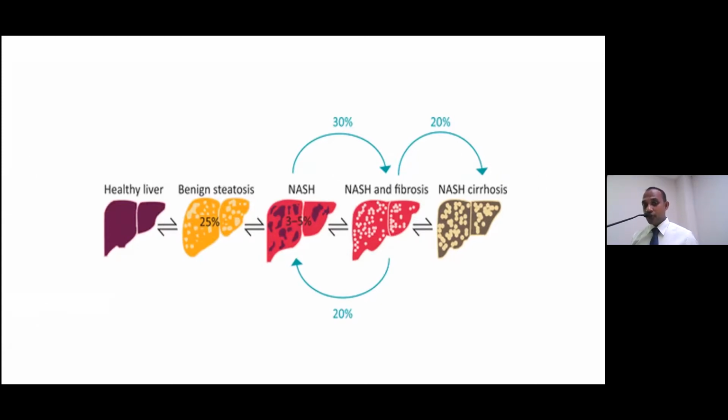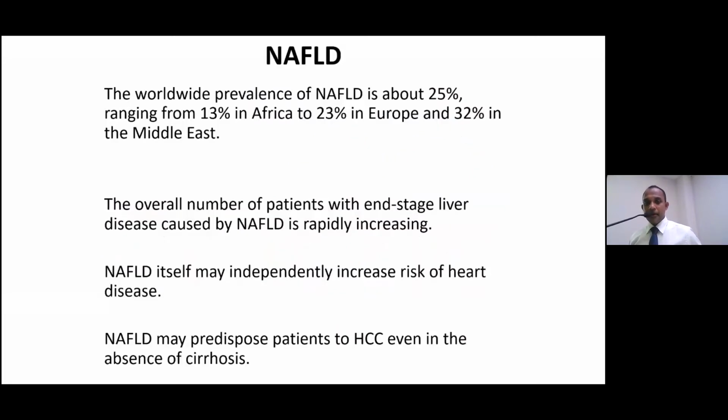And out of those who are actually having NASH, 1/3 of the people will have associated fibrosis as well, what we call NASH and fibrosis. And then out of the people who have NASH and fibrosis, about 1/3 will go on to have cirrhosis at the end. Right.